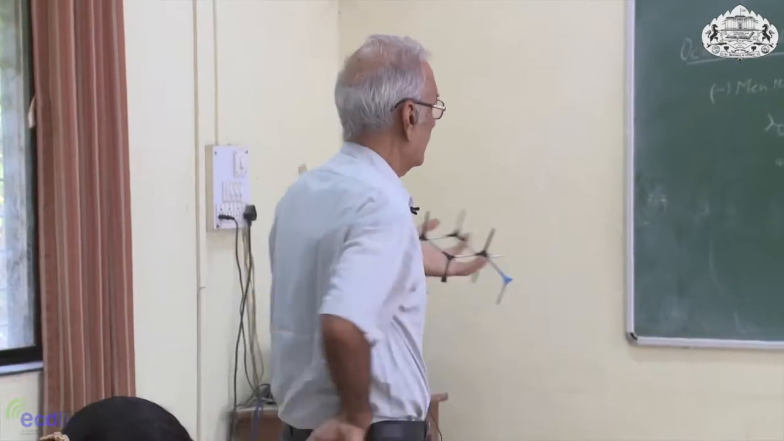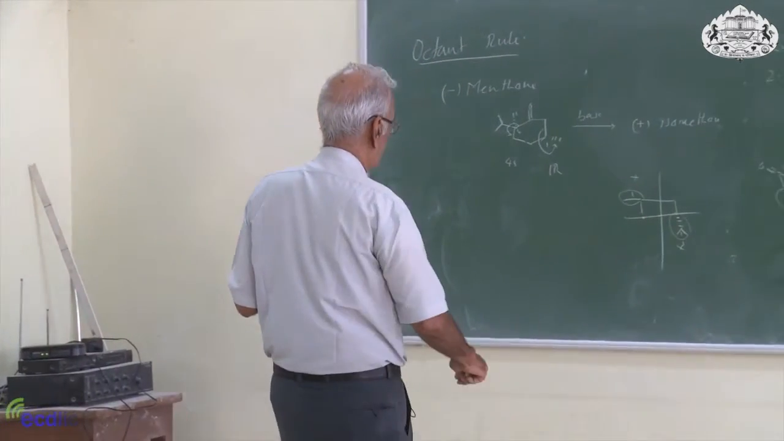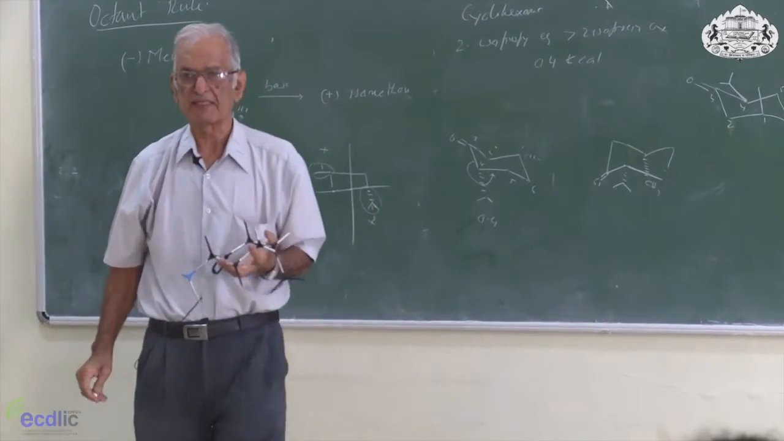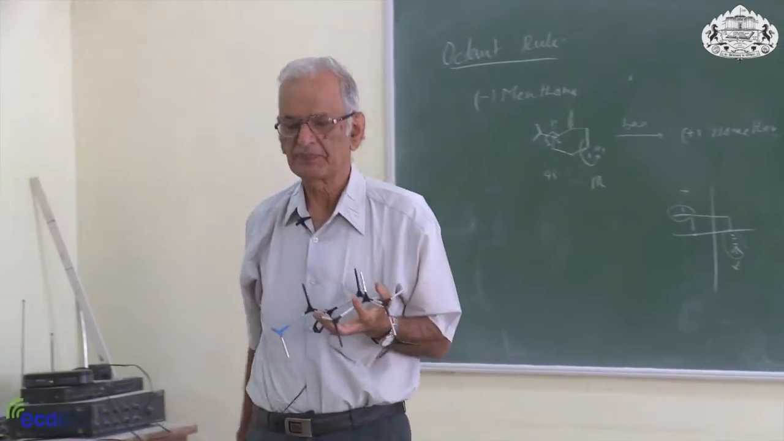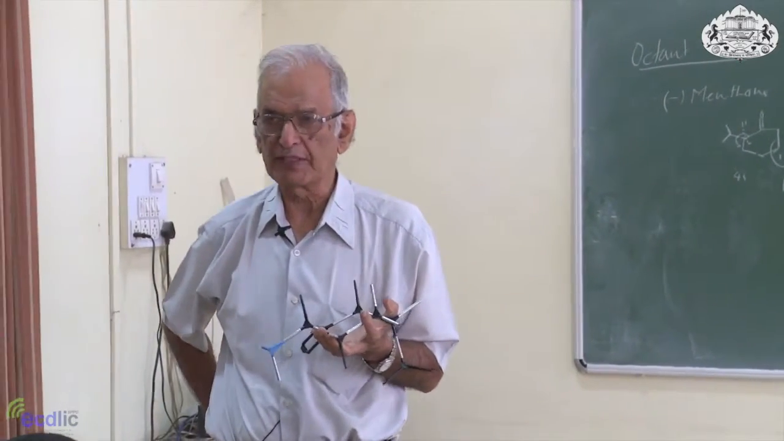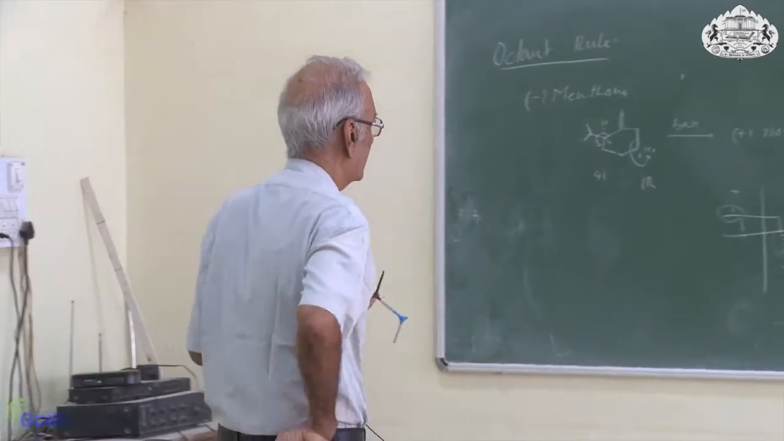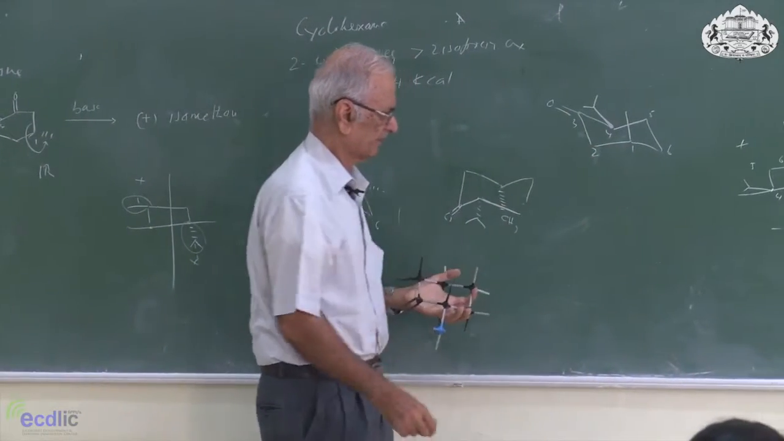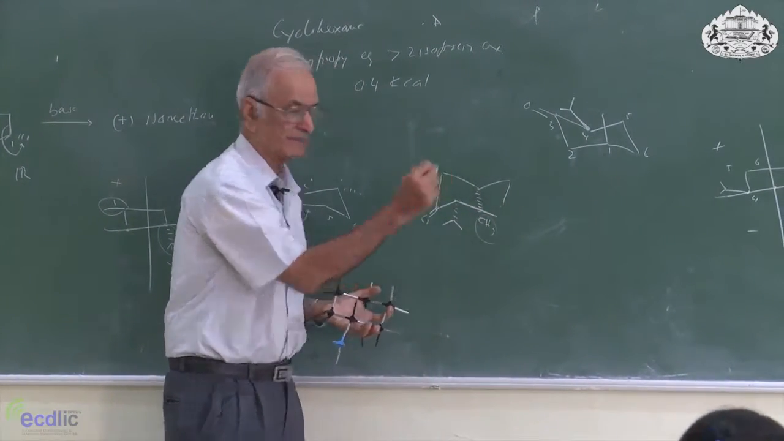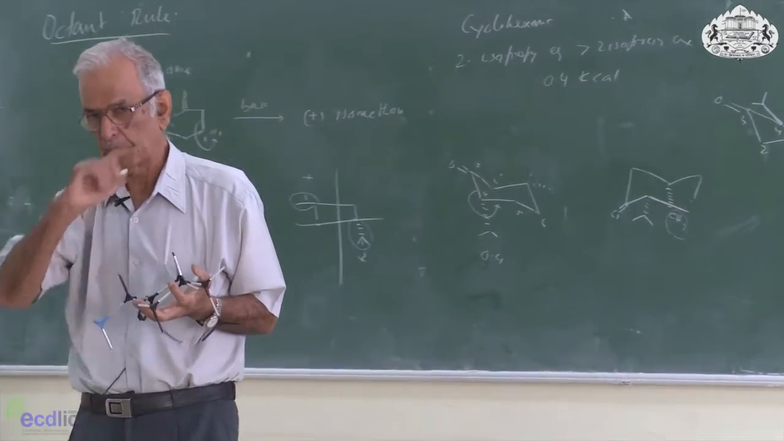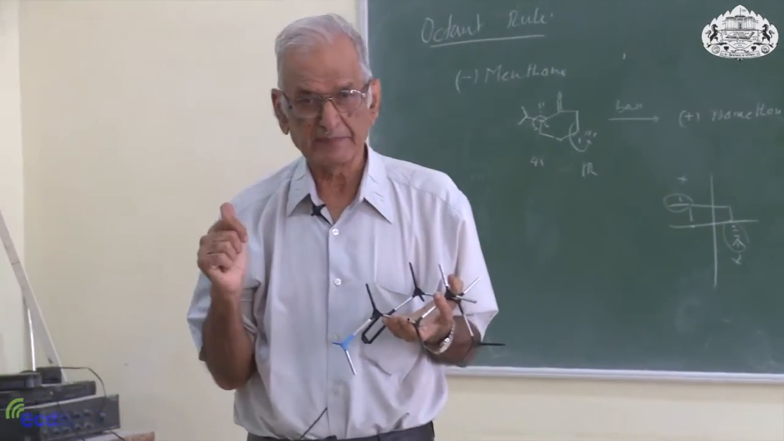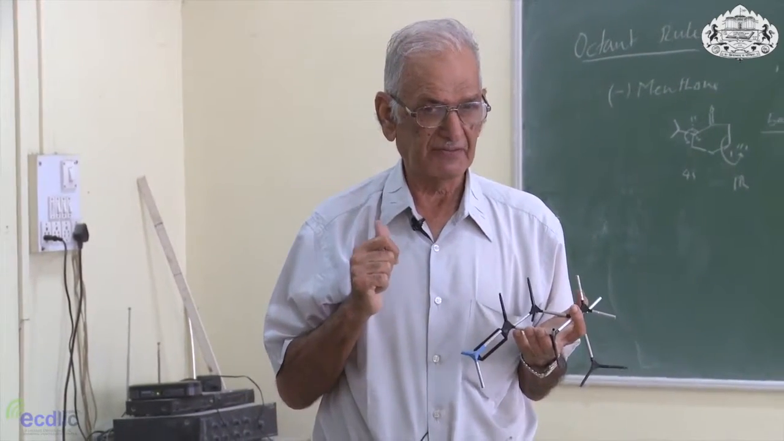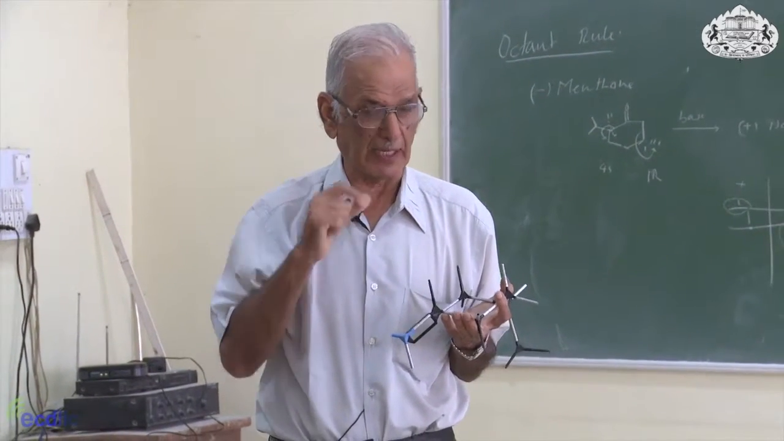Okay. Therefore, what is the unfavorable energy here? Unfavorable energy, because the isopropyl group is axial, 0.4 kilocalories. Okay. What is the unfavorable energy here? The unfavorable energy here, methyl has now become axial. In a cyclohexane, the free energy difference between axial methyl and equatorial methyl is 1.7 kilocalories.